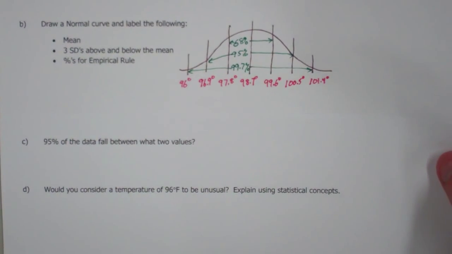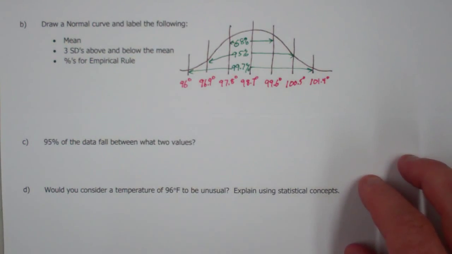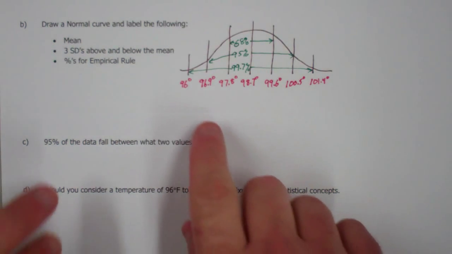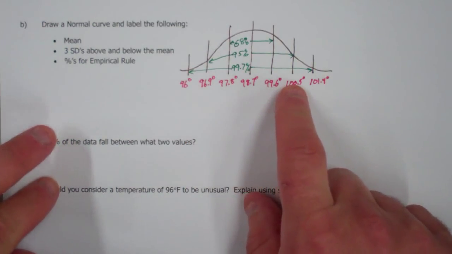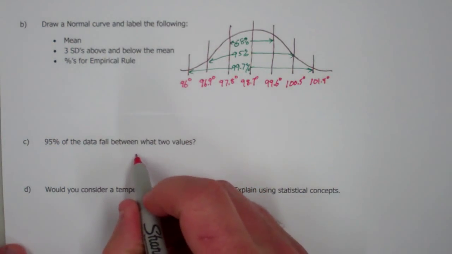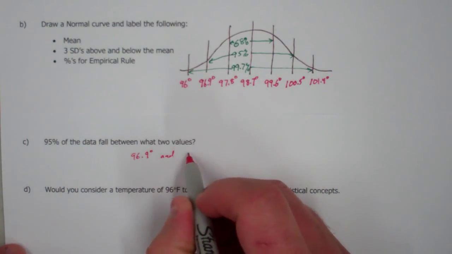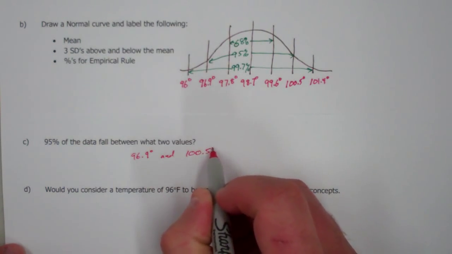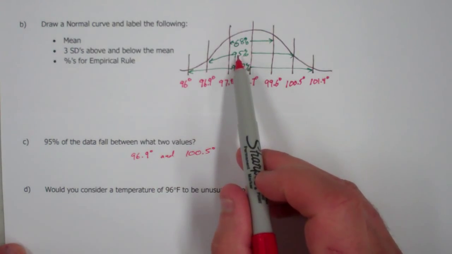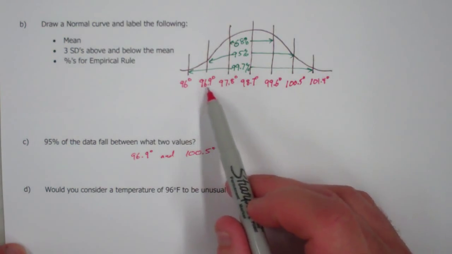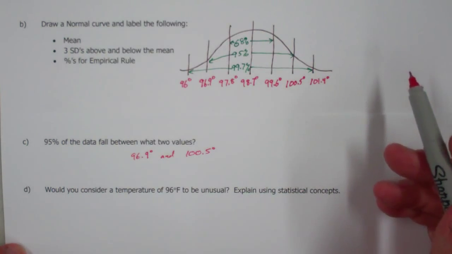We have a few questions to answer here in this next sheet, C and D, so we'll try to do that and use our standard model, or our normal model there. So it says 95% of the data fall between what 2 values? And that would be 96.9 and 100.5. We know from the empirical rule that 95% of the data will fit from 2 standard deviations below to 2 above, and those values are right here.